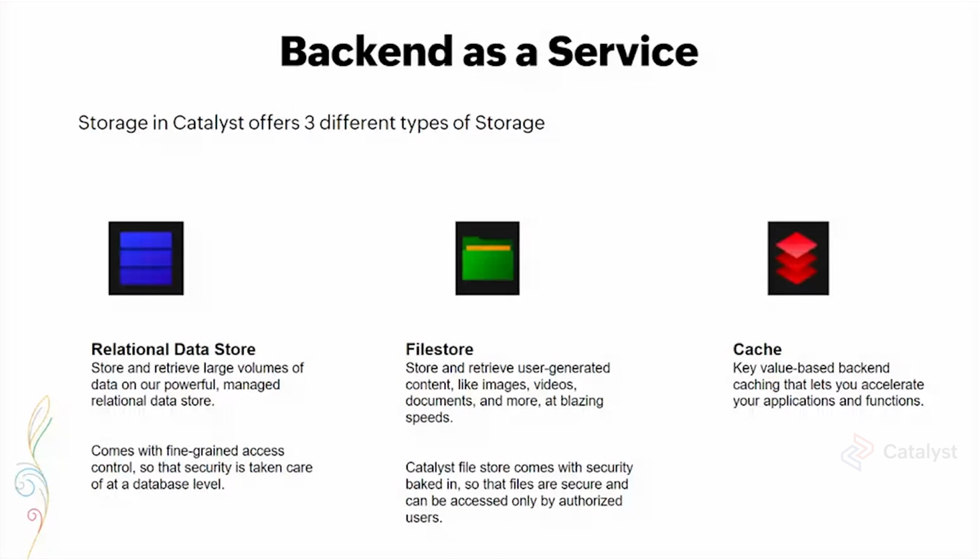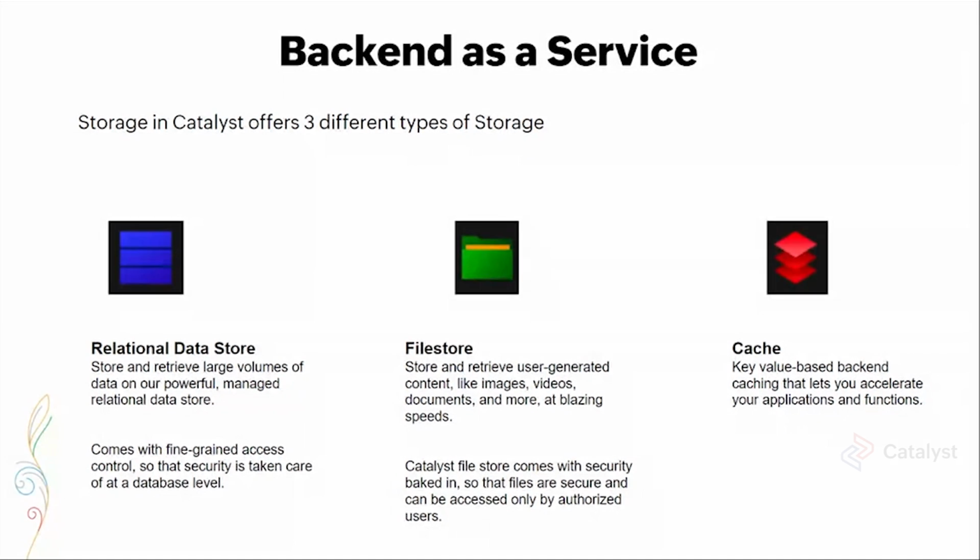So for backend as a service, storage inside of Catalyst offers 3 different types of storage. We have a relational data store, we have a file store, and we have a cache. The relational data store helps you in storing and retrieving large volumes of data on our powerful managed relational data store. It comes with fine-grained access control. So essentially, all access control can be monitored. You can tag separate users with their own capabilities or abilities to read, write, update.